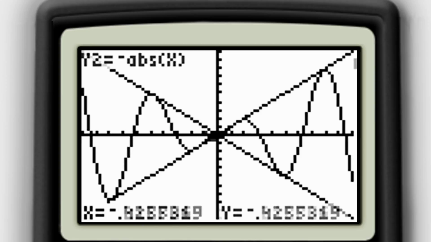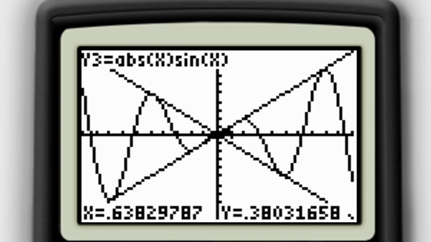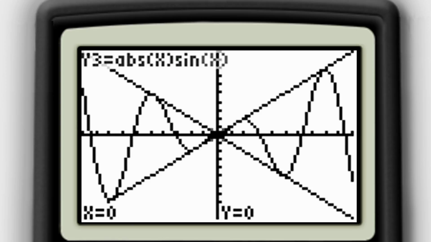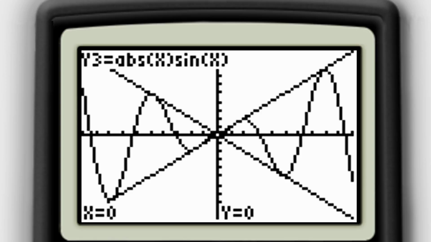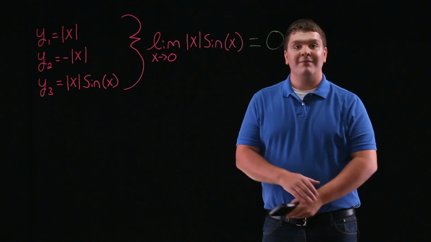values also approach 0. And since the absolute value of x times sine of x stays between these two functions, we know that as x approaches 0, the absolute value of x times sine of x is equal to 0. Thank you.